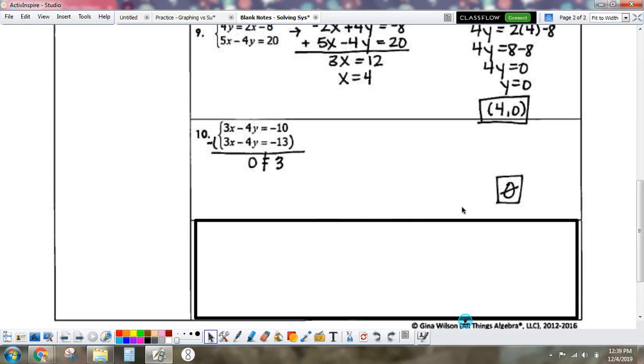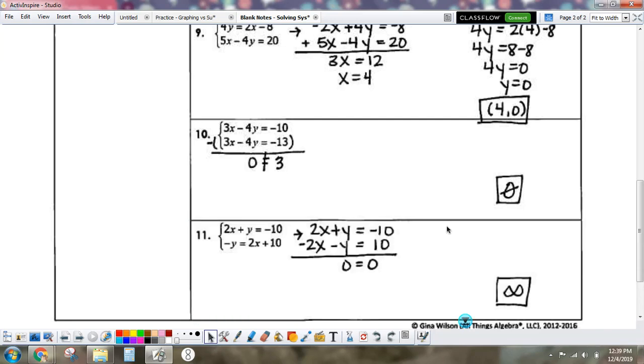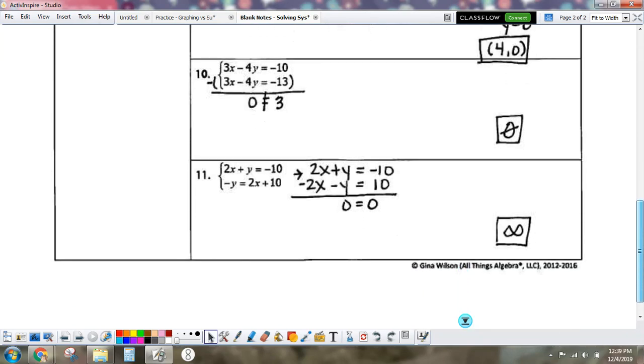Try the next one. So this one is a little different as well. Last one was no solution because the numbers didn't equal each other when we were done solving. However, in this one, everything's the opposite. We've got positive 2, negative 2x. Positive y, negative y. Negative 10, positive 10. Everything is the opposite after we rearrange the problem. So, since everything's the opposite, 0 obviously equals 0, because if you're going to add, 2 plus negative 2 is 0. Y plus negative y is 0. Negative 10 plus 10 is 0. 0 does equal 0, so that's when we have infinite solutions.